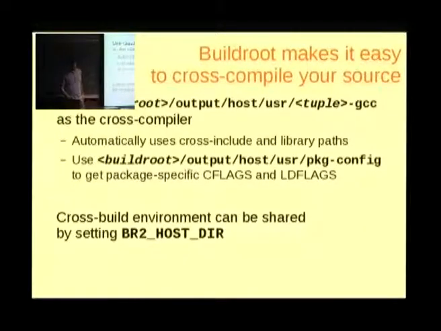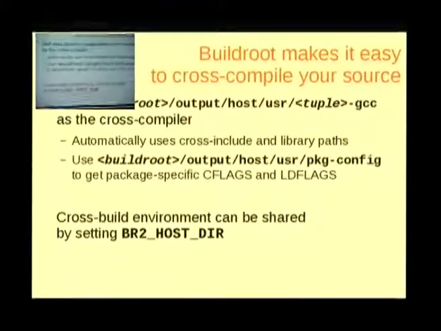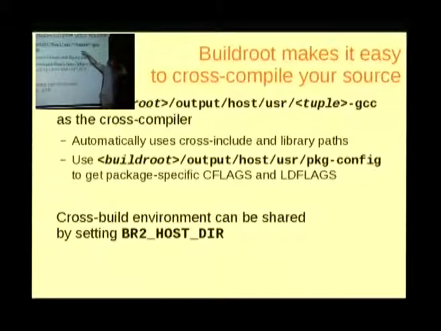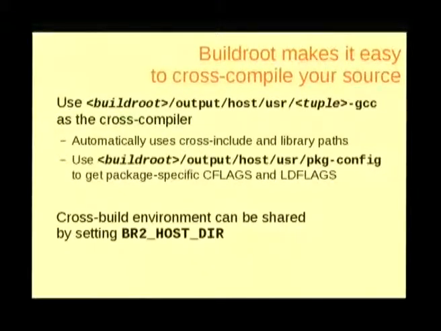And then cross-compiling some source without making it a buildroot package is also easy. So you have your buildroot directory, and then this path output host usr, and then the cross-compilation tuple like arm-buildroot-linux, gcc for the compiler, or ar for the archiver. And if you use that path, then it will use your cross-build environment to find libraries and includes.